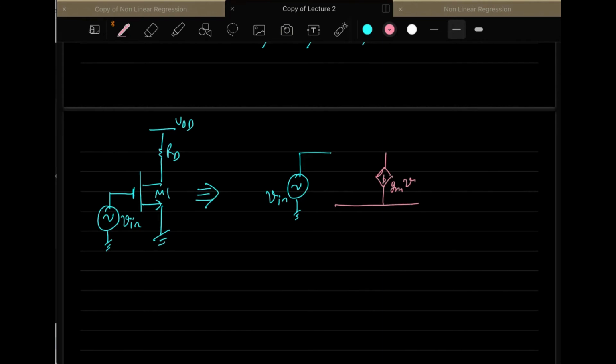which is like this. Source is grounded. Then we have, see, it depends. If I am giving lambda as 0, that means this particular resistance will be open circuited. This is open circuited if lambda is 0. If lambda is not equal to 0, then you put a resistor here and the value will be RO. Right now I am not putting it, so it's open circuited, and then you have output resistance RD connected to this. So this is your V out.